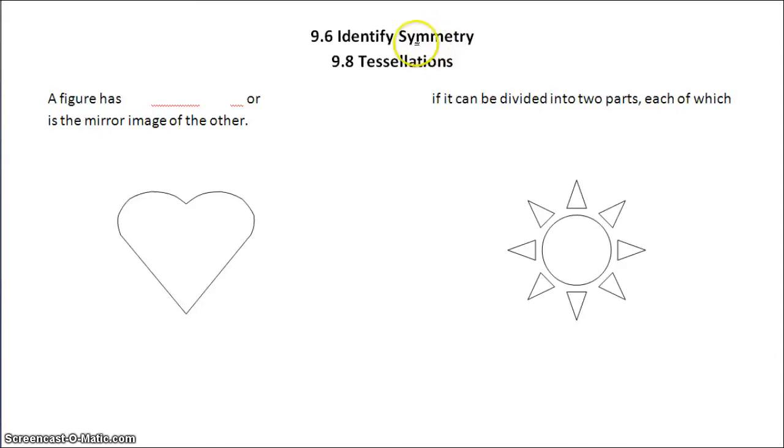In this podcast, we're going to go over the two kinds of symmetry and how to identify them. The first kind of symmetry is called line symmetry, or it can also be called reflection symmetry. A shape has line symmetry or reflection symmetry if it can be divided in half with a line so that both halves are mirror images of each other.